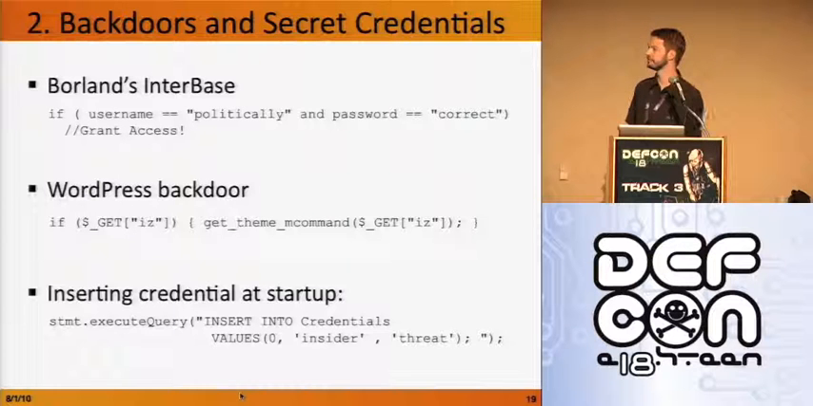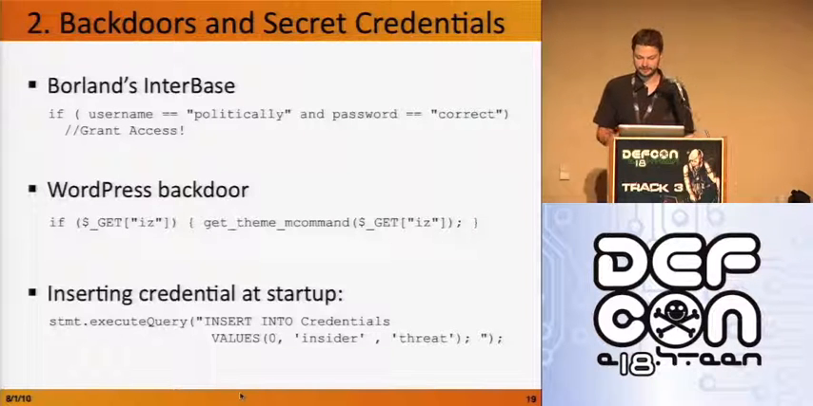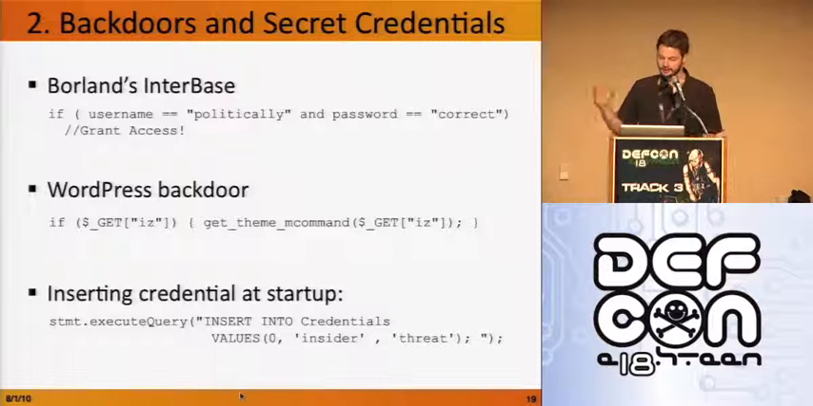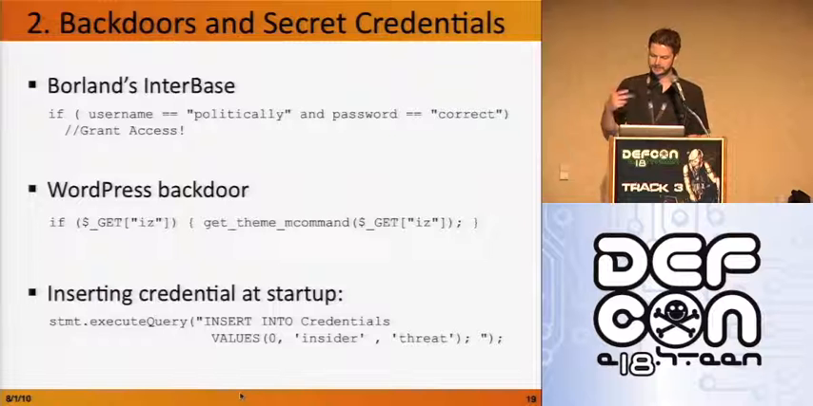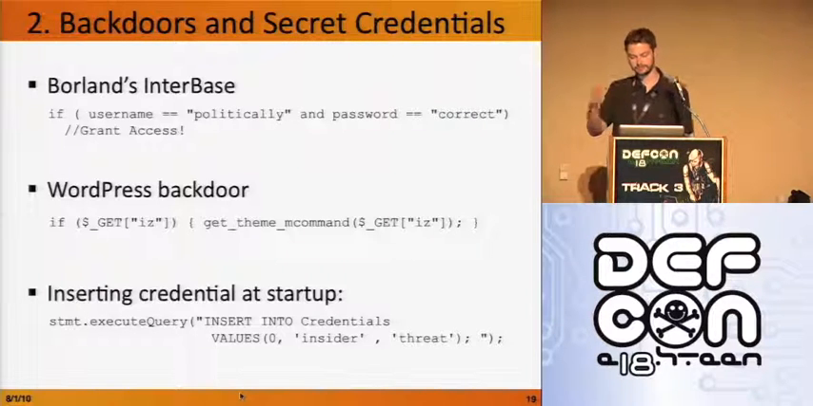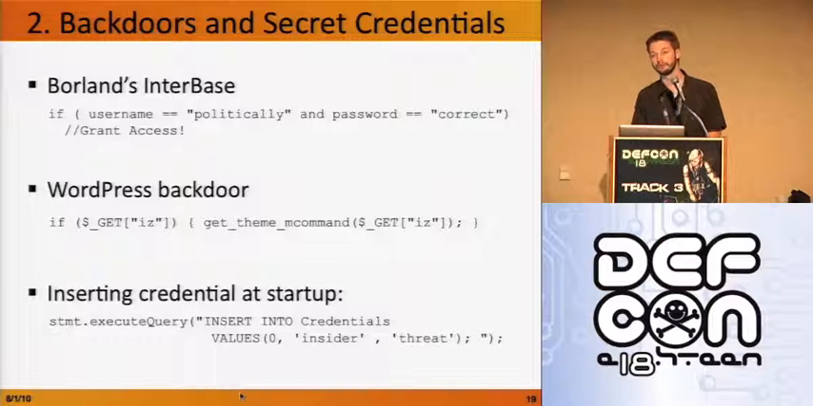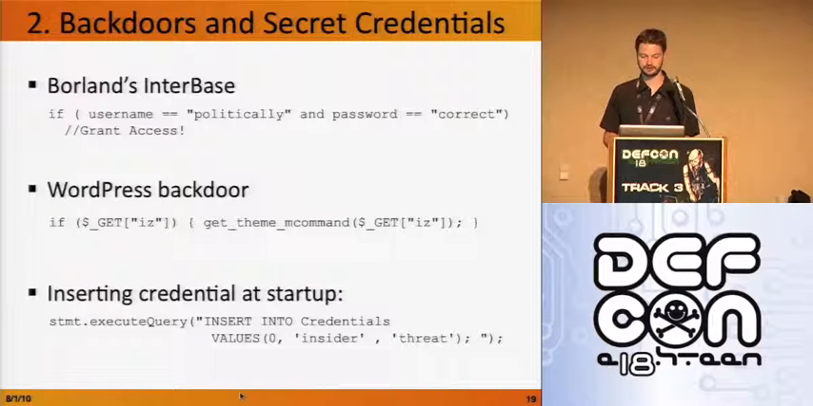A couple of examples over here. Well, I've explained already the Borland Interbase example, where you insert a hard-coded username and password. Another one to secure your way in afterwards was the WordPress backdoor. You can still execute commands on the server itself if you know the special parameter. Knowing the special parameter means you can execute whatever you want on the server. So later on you can grant yourself access.